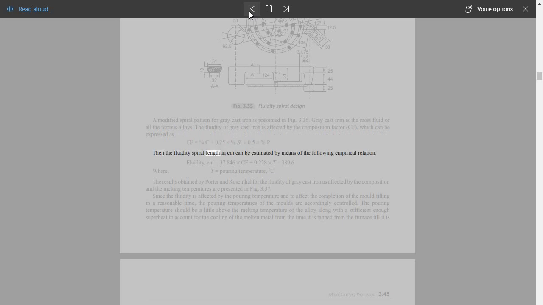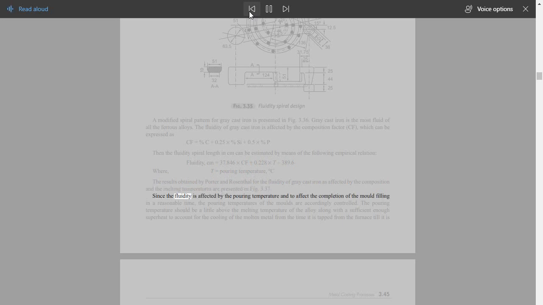Then the fluidity spiral length in cm can be estimated by means of the following empirical relation. Fluidity, cm equals 37.846 CF plus 0.228 T minus 389.6, where T equals pouring temperature, °C. The results obtained by Porter and Rosenthal for the fluidity of gray cast iron as affected by the composition and the melting temperatures are presented in Fig. 3.37.